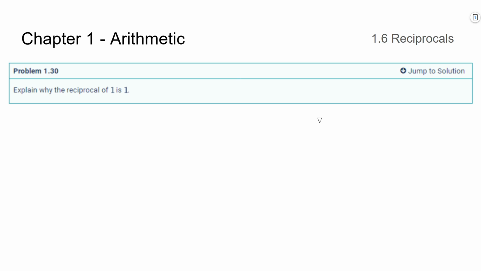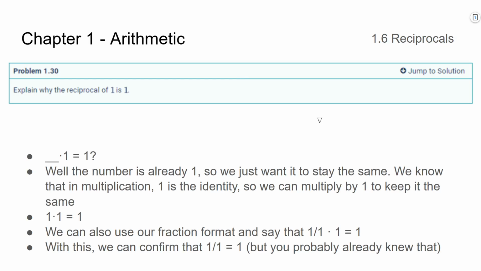All right, problem 1.30. Explain why the reciprocal of 1 is 1. All right, another fairly simple one. The definition of the reciprocal is what can you multiply with the number to get back to the identity, which is 1. If you're already at 1, all you need to do is just not change it. And we know that 1 is the identity. That's what we use to not change something. So 1 times 1 is 1. Or if you wanted to do the fraction format, the 1 over x, then you know that if you want to find the reciprocal for 1, then the reciprocal would be 1 over that x, which is 1. 1 over 1 is, of course, 1.